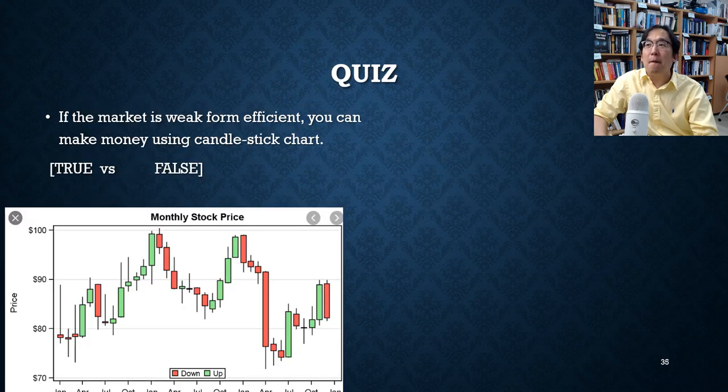So here's the quiz. If the market is weak form efficient, you can make money using candlestick chart. Yes or no? The answer is no. Okay, which means the candlestick chart is our typical tool to analyze price pattern. We're going to talk more in detail about this candlestick chart when we talk about momentum, so wait for that.